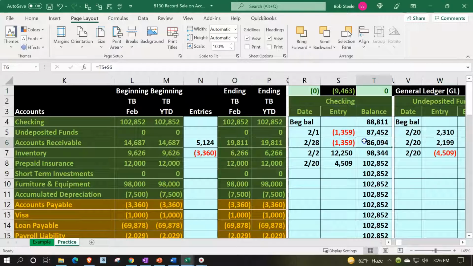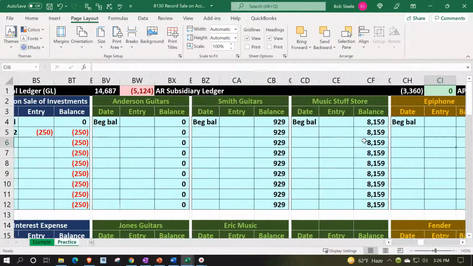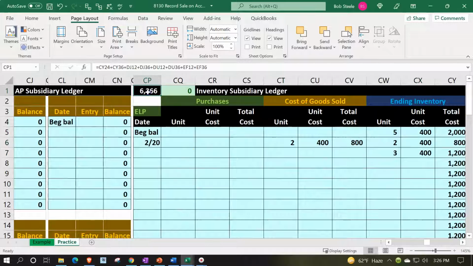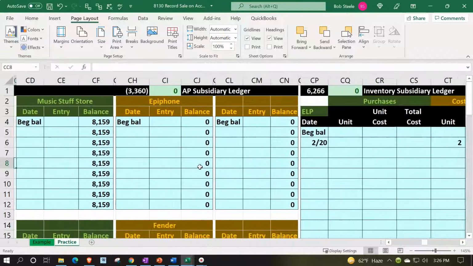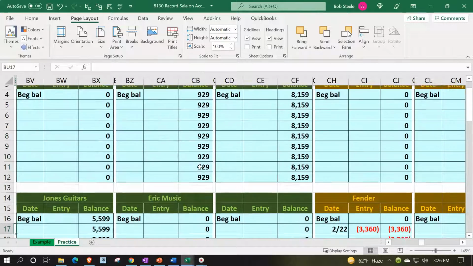So let's go all the way to the right. Subledger should be back in balance over here in the inventory. So it's back in balance, 6266, green 0. So we look like we're back in balance again. And then on 224, we're going to say we had a new customer down here.